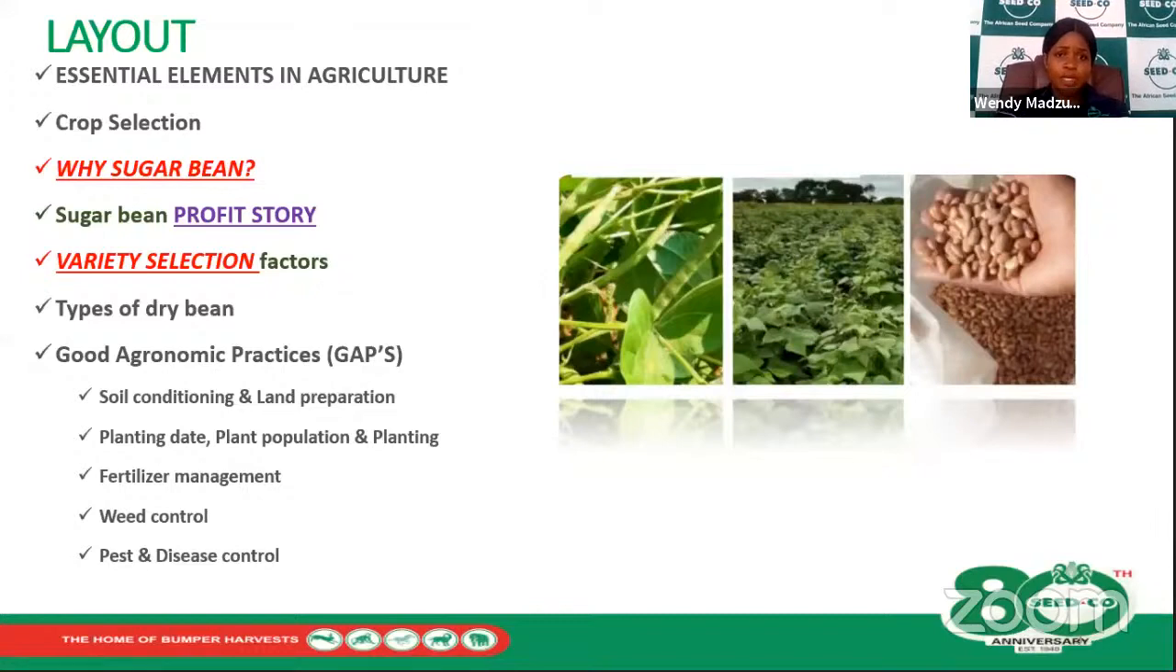Now for the layout of the presentation. We are going to start off by looking at the essential elements in agriculture. We'll then move on to look at crop selection factors. Before we look at the gist of the issue, which is sugar bean production, we will talk about the profit story of sugar bean production, and then we'll look at the variety selection issues, and we'll wrap it up by looking at the agronomic practices that will unlock the genetic potential of the varieties that you will have selected.